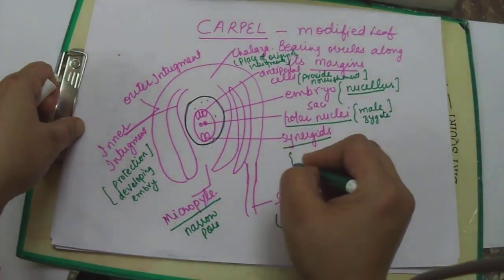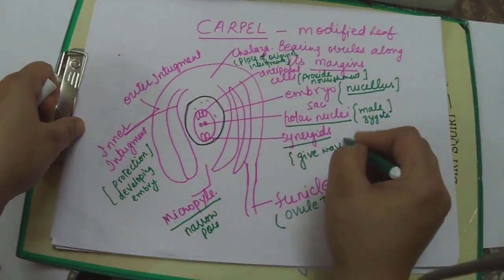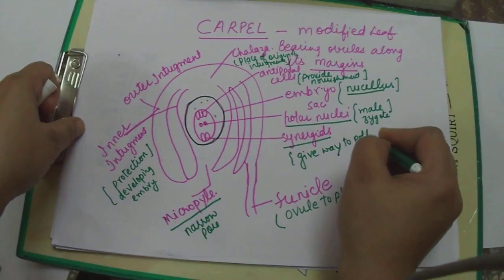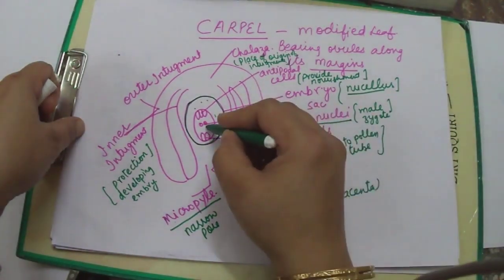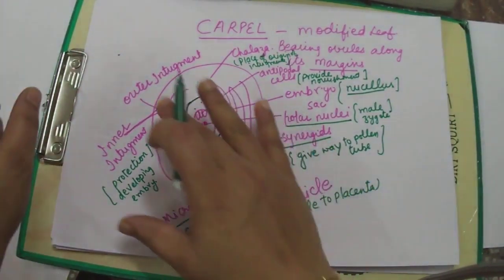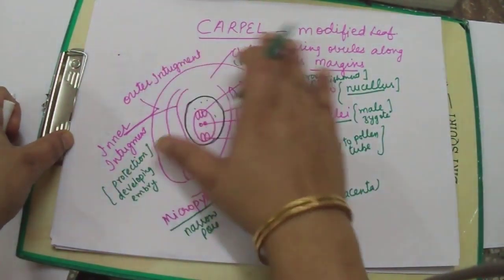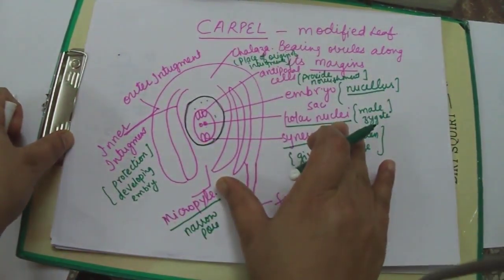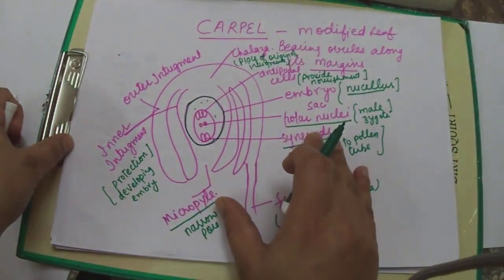Synergids give way to the pollen tube for entering up to the polar nuclei. Students, this is the complete longitudinal section of a mature ovule.